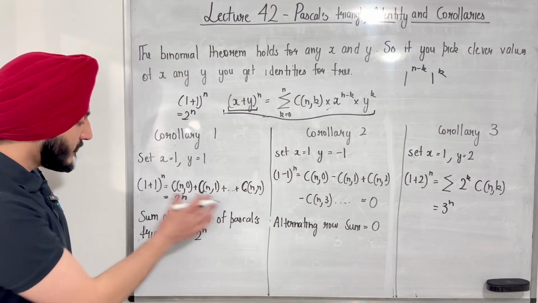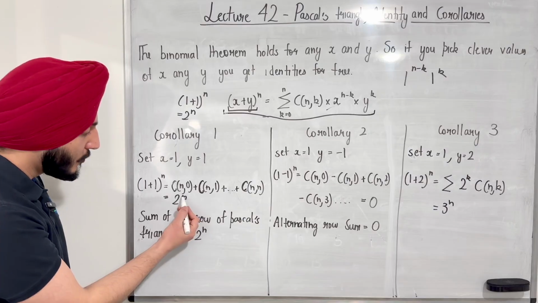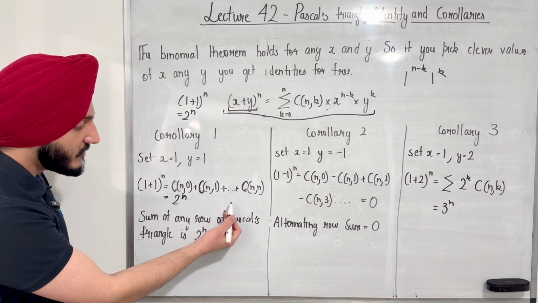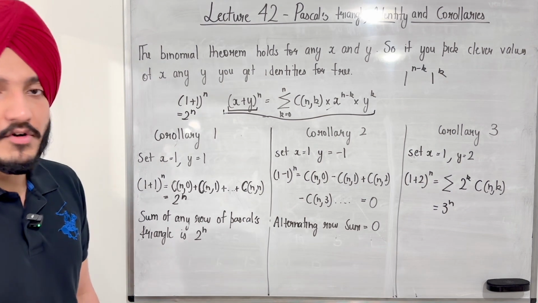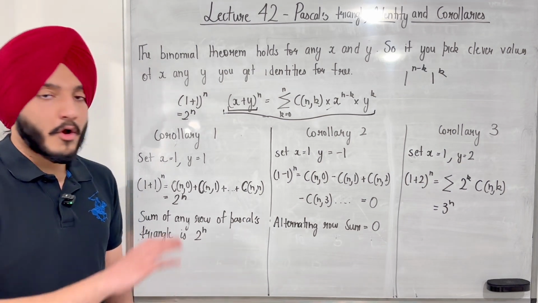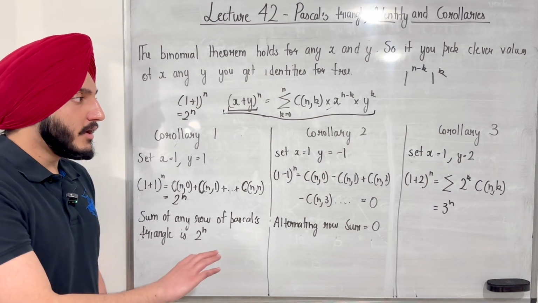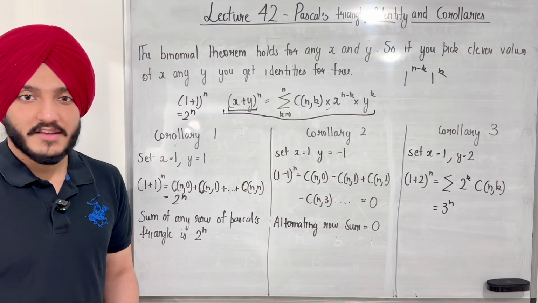So what this means is 1 plus 1 to the power of n, which is 2 to the power of n, is the sum of the row of Pascal's triangle. That's what the first corollary proves. Okay, so I hope you're able to understand. The next one and the third one are also once again very similar.